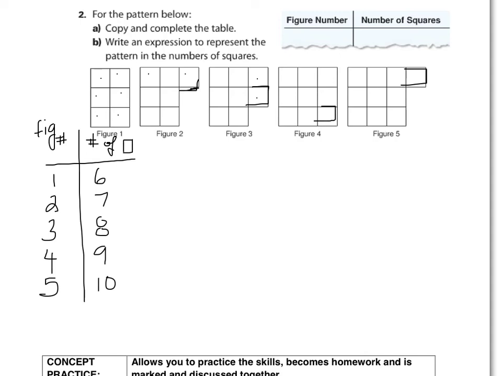Now we need to write an expression and see what's happening here. And we're going across, so I guess 1 plus 5 would give us 6. Does plus 5 work? 2 plus 5 would give us 7. 3 plus 5 would give us 8. So yes, plus 5 is our rule. To make it an expression, we have to put a letter in front. Because it's figure number, I'm going to go with F. Figure number plus 5 would be my expression.